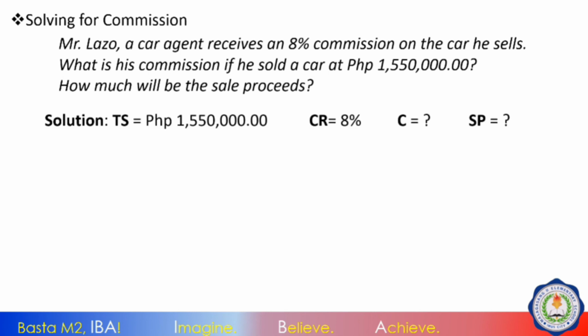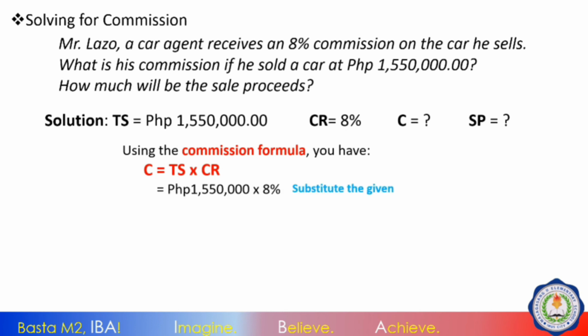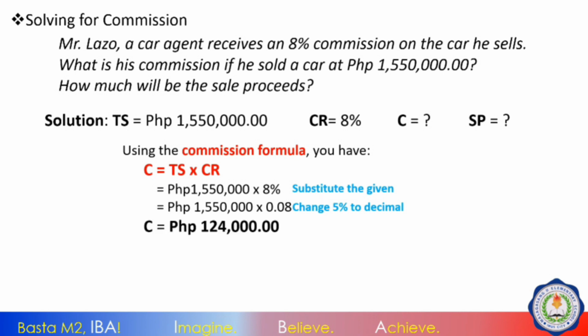TS or total sale is 1,550,000 pesos. CR or commission rate is 8%. And we are finding for the commission and the sale proceeds. Using the commission formula, we have commission is equals to total sale times commission rate. Therefore, we need to multiply 1,550,000 pesos times 8%. But before we multiply those two, we need to change 8% to decimal, which is 0.08. And that will give us an answer of 124,000 pesos.